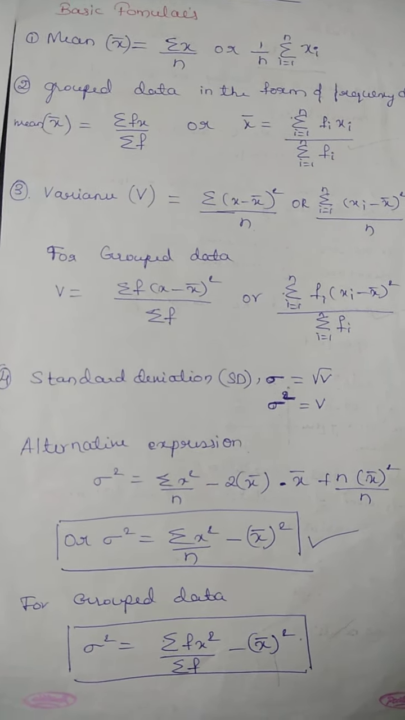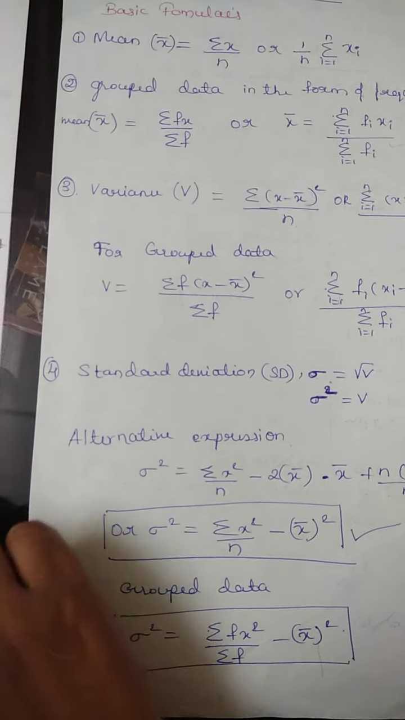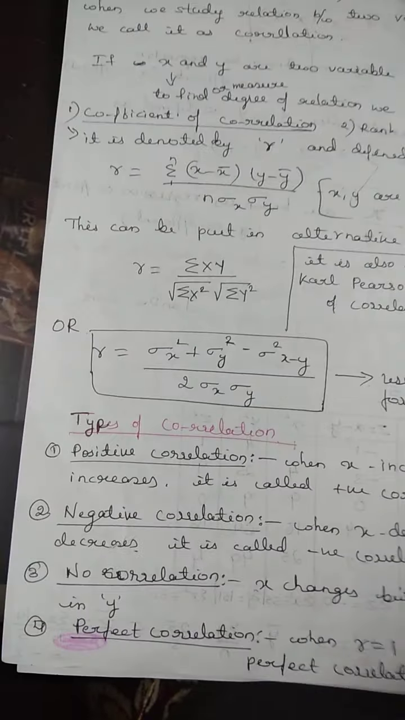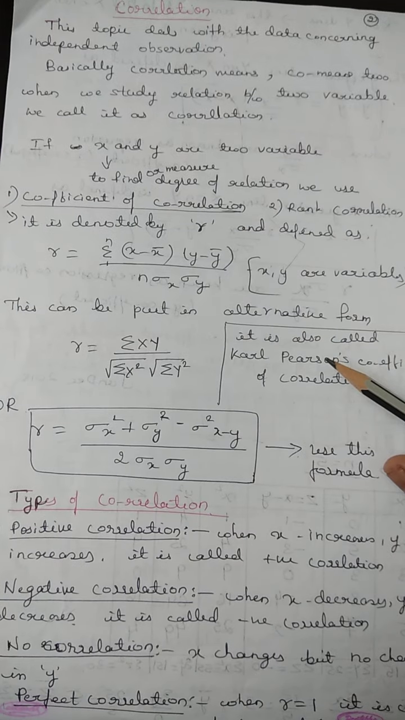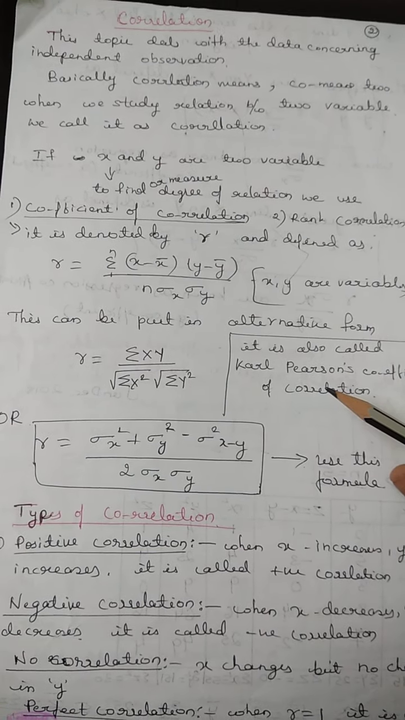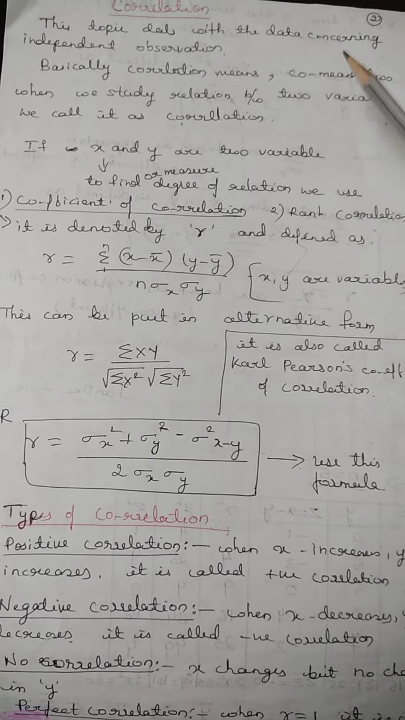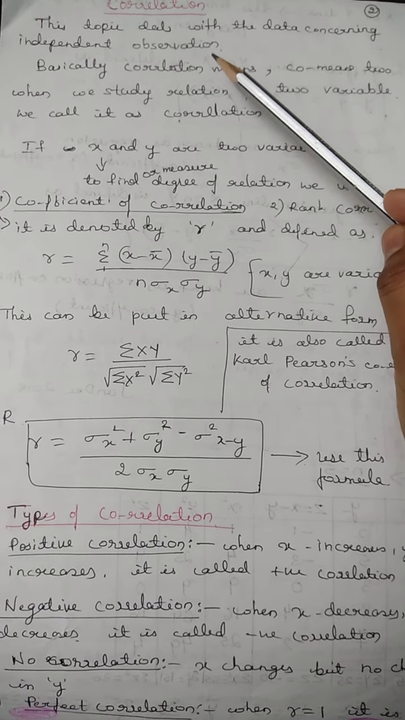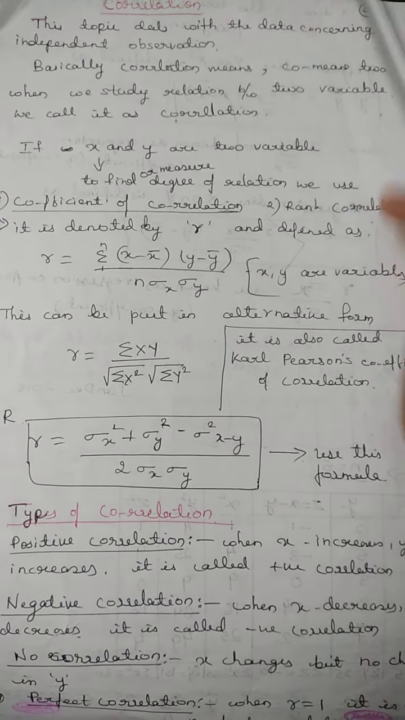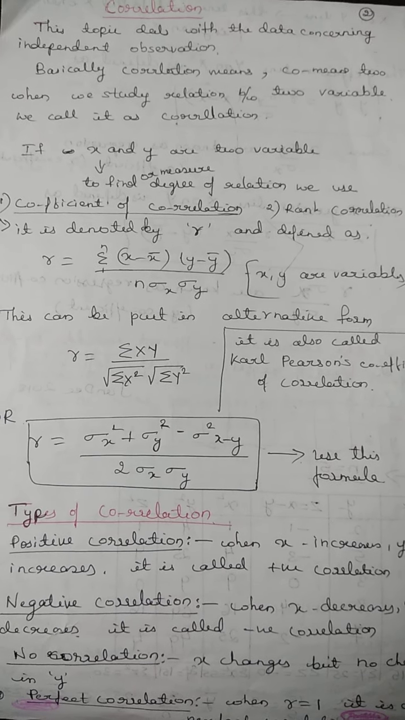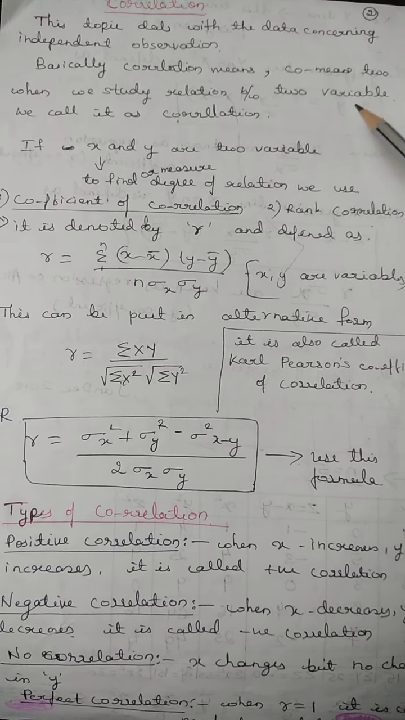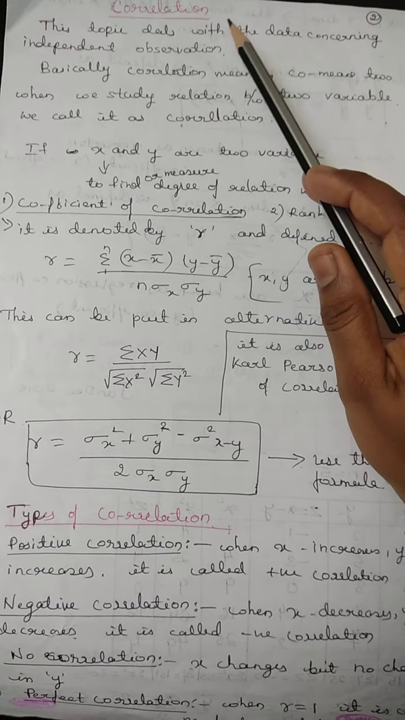Okay. Now the actual topic of statistical methods starts, that is correlation. So this topic deals with the data concerning independent observation. Basically, correlation means two. So when we study relation between two variables, we call it as correlation.